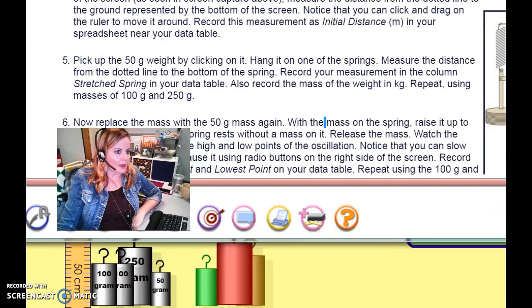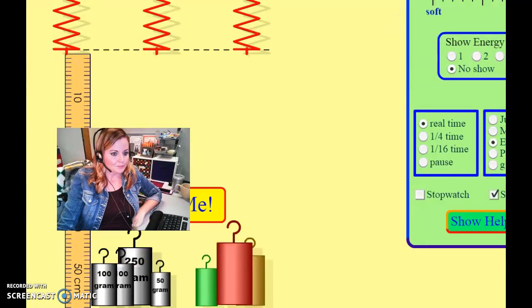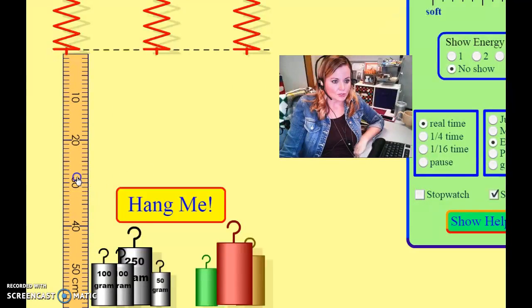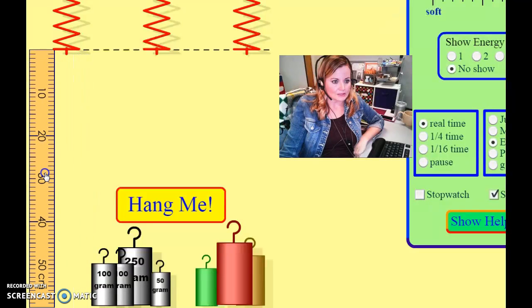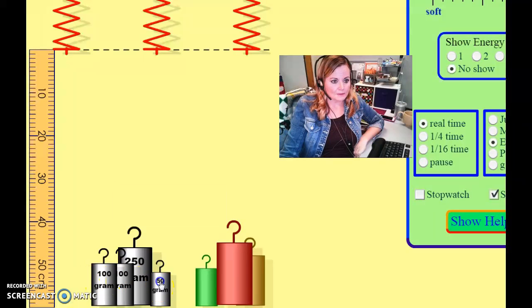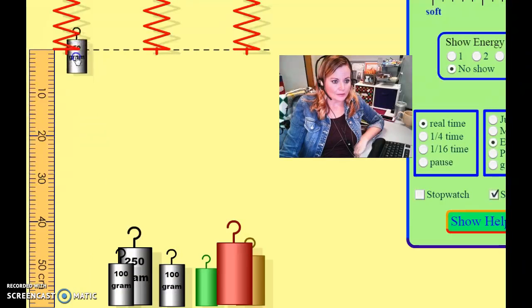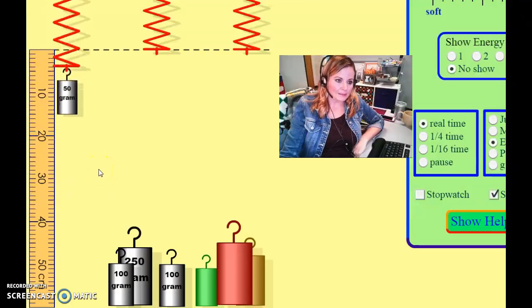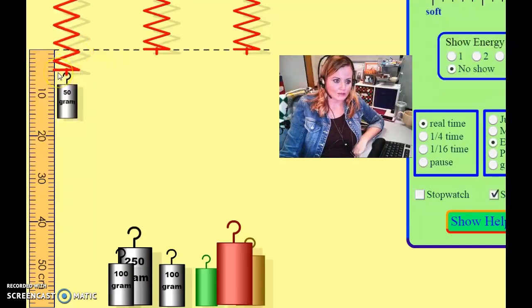Okay, so we're going to go back to the activity here. I am going to, for now, just move this over to this side. Okay, so it says pick up the 50-gram weight, and you're going to hang it on the spring. Let it stop bouncing, and measure the distance from the dotted line to the bottom of the spring, it says. So it's going to be from here to here, which gives us approximately 5 centimeters.